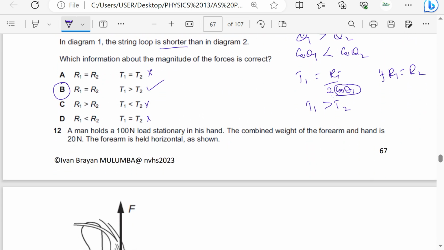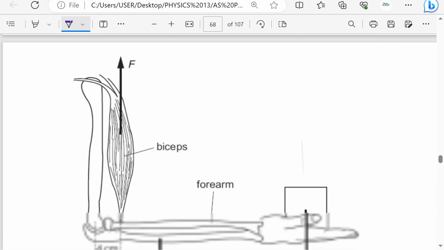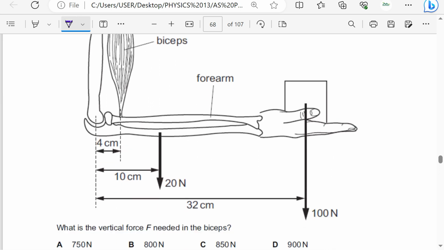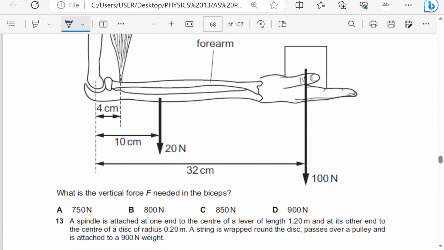A man holds a 100-Newton load stationary in his hand. The combined weight of the forearm and the hand is 20 newtons. The forearm is held horizontal as shown here. What is the vertical force F needed in the biceps?